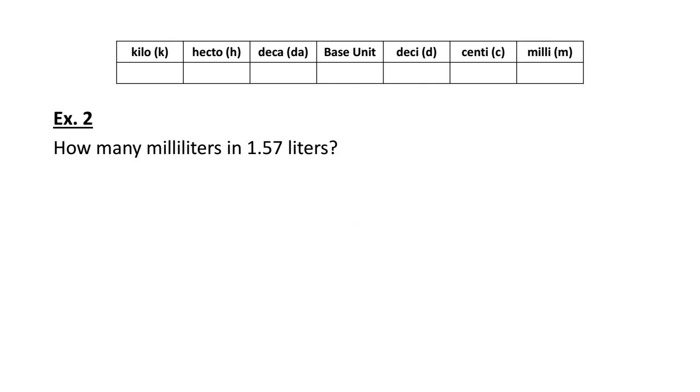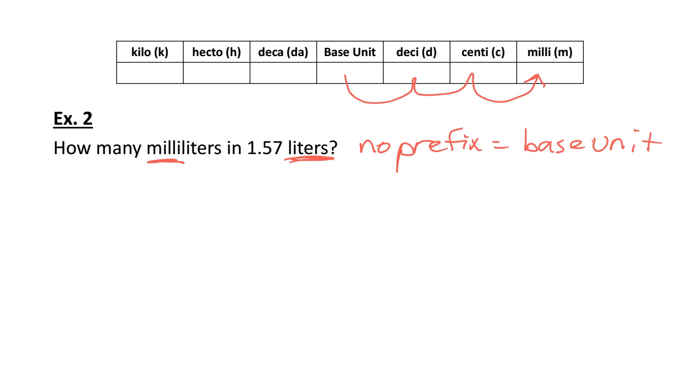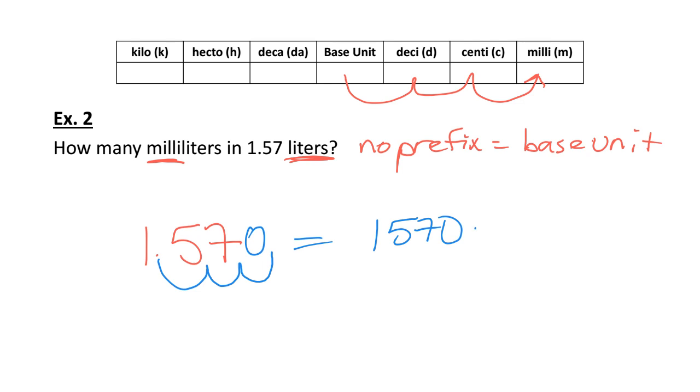Okay. So now this one is how many milliliters in 1.57 liters. So liters has no prefix. Since there's no prefix, that means it's a base unit. So we're going to start at the base unit, and then we're going to go to milli. So we're going to go 1, 2, 3 places to the right. We're going to write our 157 here, and we're going to go 1, 2, 3. Now, since there's a blank space, we have to add a zero. So it's 1,570 milliliters in 1.57 liters.